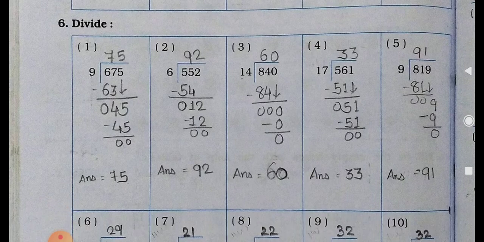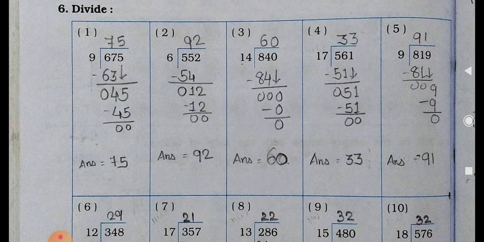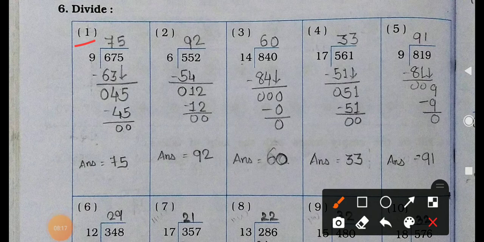Okay, now this is the divide. After multiply is complete, do the divide. Divide is also explained in this chapter. Again I am explaining this. 675 divide with 9. So first, 9 sevens are 63. Then do the subtraction, you will get 4, and 5 will come down here. So 45, 9 fives are 45. 0 remainder, answer is 75.